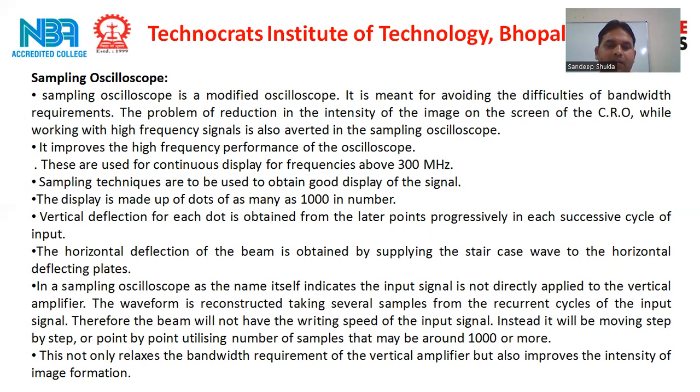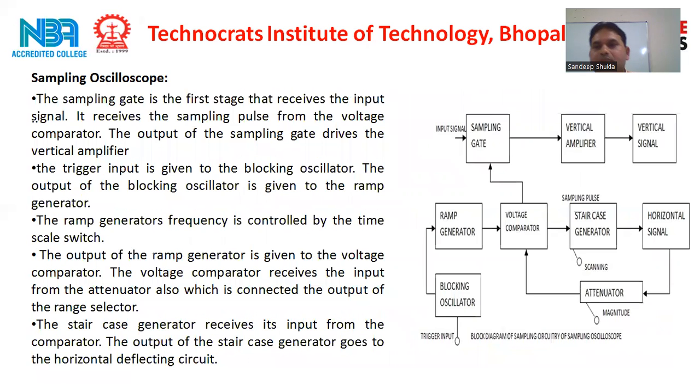Therefore, the beam will not have the writing speed of the input signal, and instead it will be moving step by step, point by point, utilizing the number of samples that may be around 1000 or more. So this not only relaxes the bandwidth requirement of the vertical amplifier, but also improves the intensity of the image information. You can see the figure of this sampling oscilloscope.